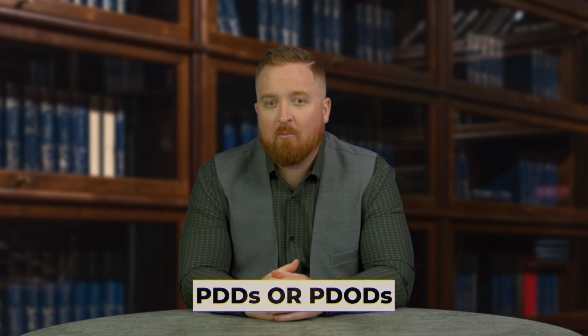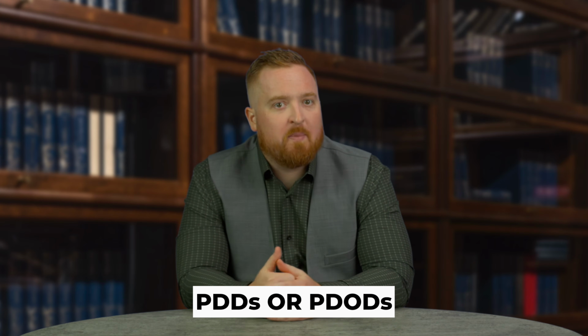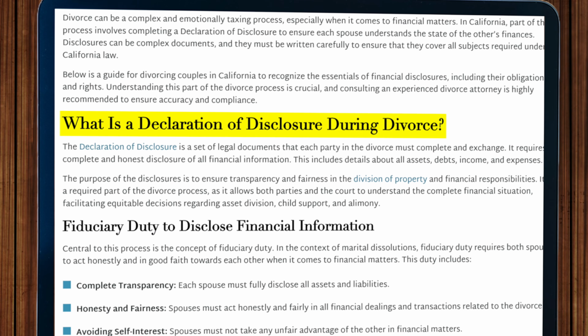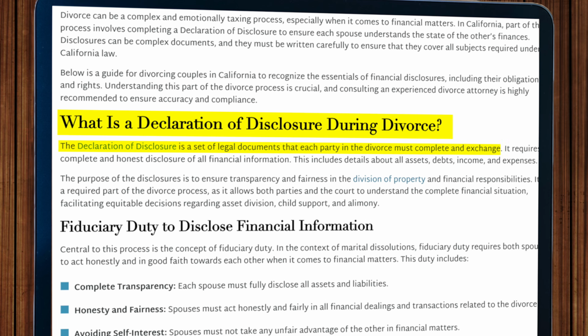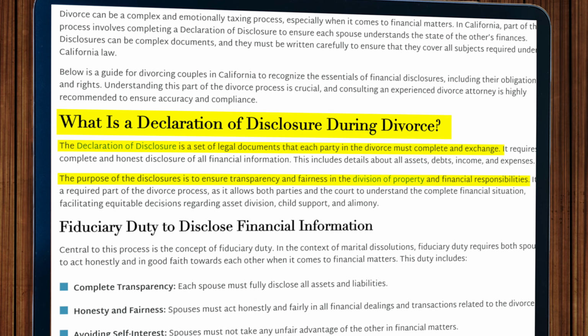Common discovery tools include preliminary and final declarations of disclosure, informally known as PDDs or PDODs. These are mandatory financial disclosures required for the courts to grant a divorce. They include disclosure of property, bank accounts, and really anything financial or property in your life. Interrogatories are written questions sent to the other party that must be answered under oath. These are typically used to gather basic information or get the opposing party to commit to certain facts.